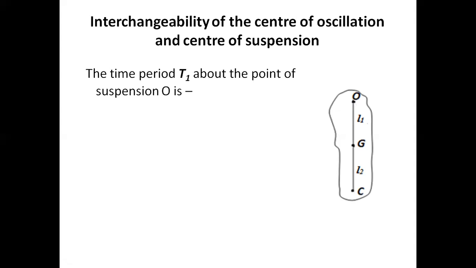Let O be the center of suspension, C be the center of oscillation, and G be the center of gravity of the compound pendulum. Let L1 be the distance from O to G, and L2 be the distance from G to C. Initially the body is suspended about the point O, the center of suspension. Then the time period about the point of suspension is given by T1 equal to 2 pi root of (k square plus L1 square) by g L1, because the distance between the point of suspension and G is L1. Hence T1 equals 2 pi root of (k square plus L1 square) by g L1. Take this as equation 1.